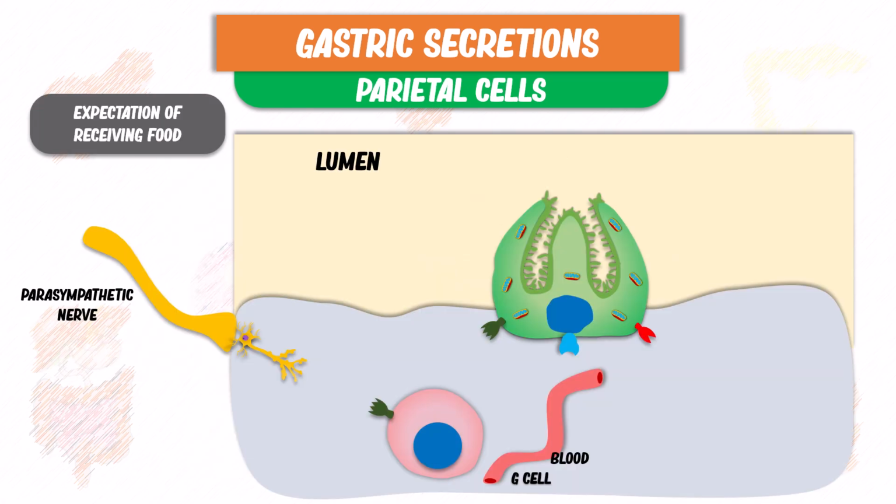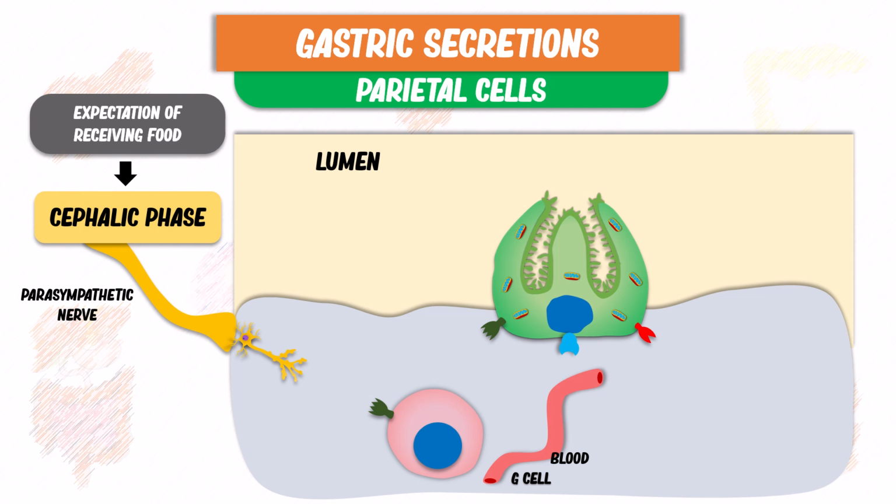There are several stimuli for the secretion of hydrochloric acid. When the animal is expecting to receive food, simply seeing the food or sensing its smell initiates the cephalic phase of gastric secretion. During the cephalic phase, the food has not yet reached the stomach, but the mere expectation of receiving food causes the stomach to begin preparing for its arrival.